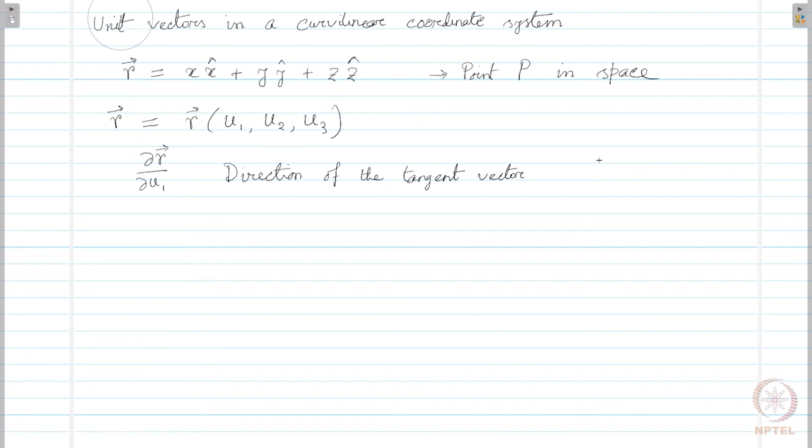and the direction of this tangent vector can be given as del r del u1 over the magnitude of del r del u1, like this, and this can be called the first unit vector e1.